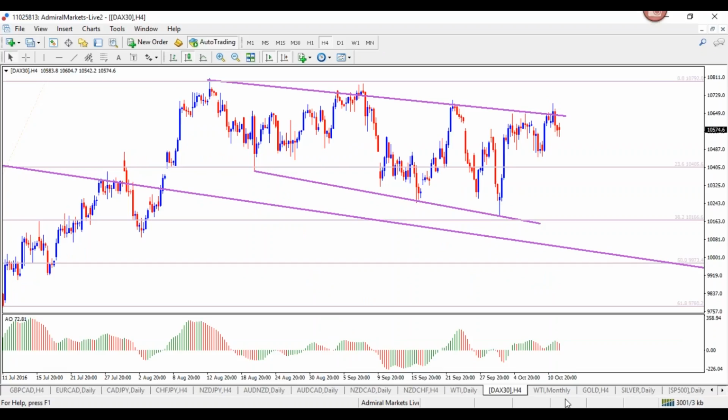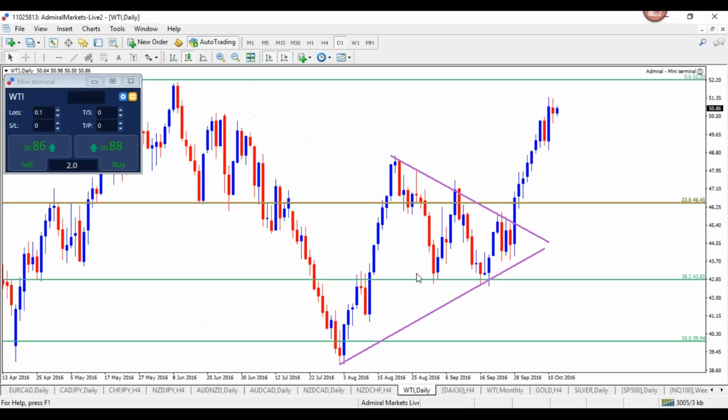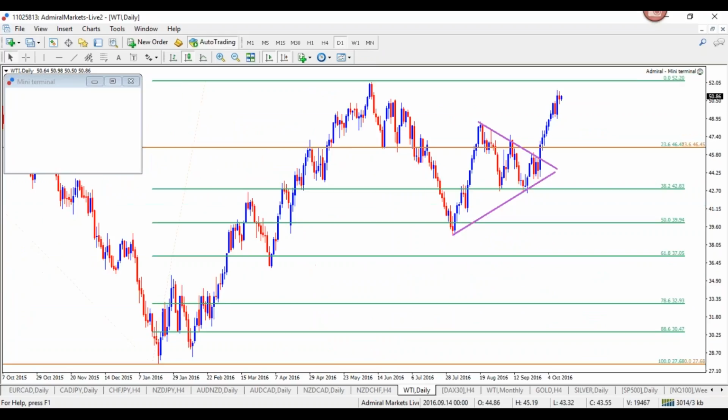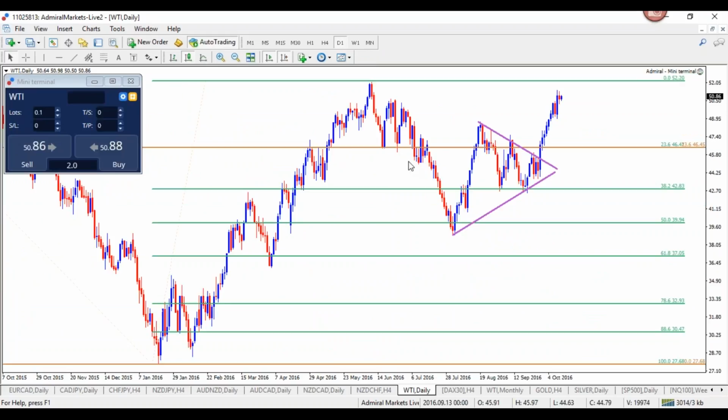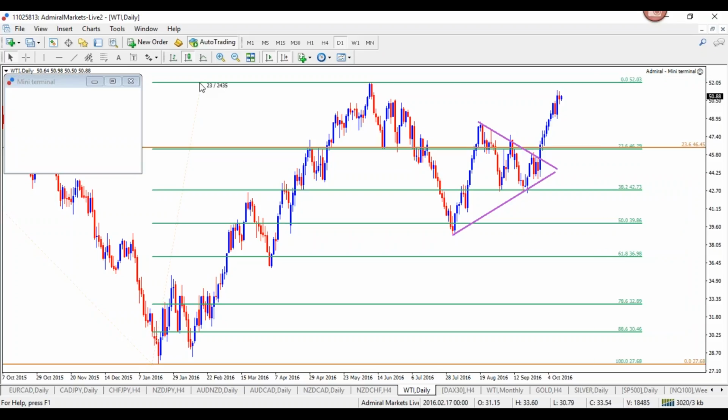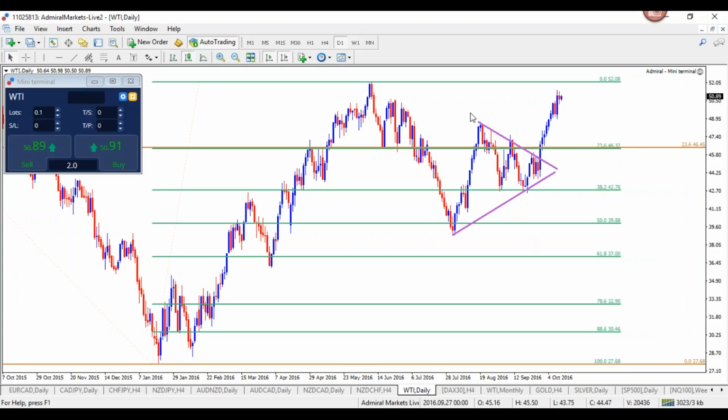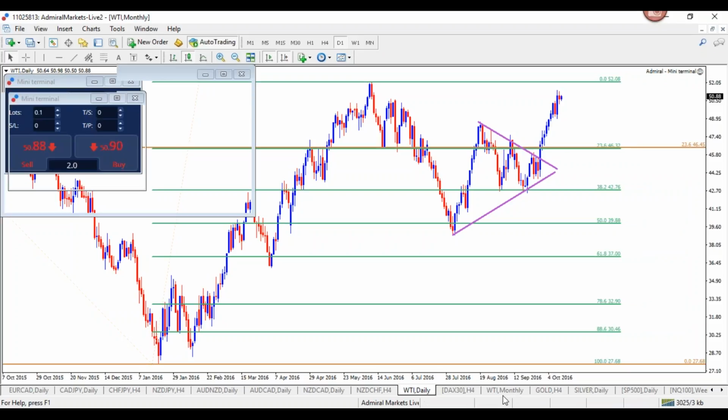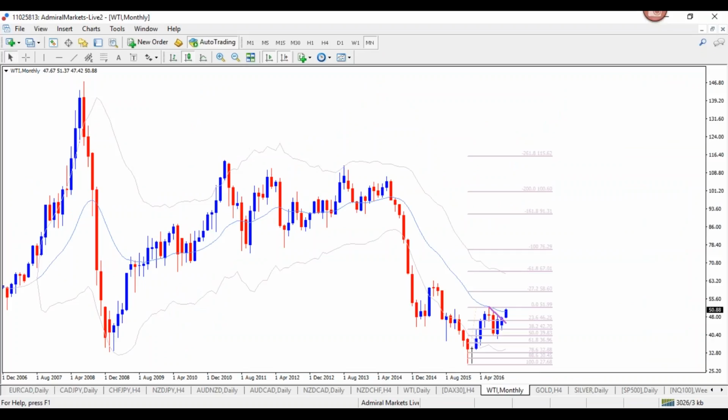All right, DAX still not breaking the bull flag. Oil still pushing higher, retesting this top after this triangle break. Let's see if it breaks this top. That's the next hurdle, the next resistance after this triangle break. Regarding gold, let's take a look.